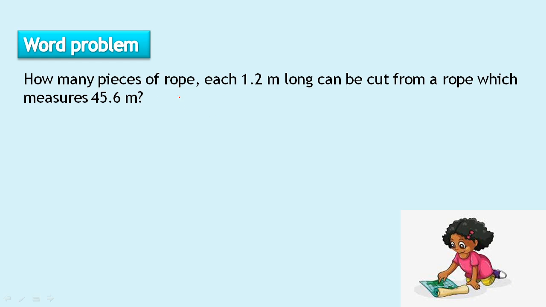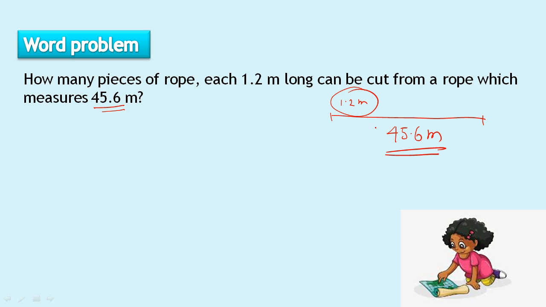Now a word problem. How many pieces of rope, each 1.2 meter long, can be cut from a rope which measures 45.6 meter? It means you have a rope, and the measurement of that rope is 45.6 meter. From this rope you can cut pieces of size 1.2 meter. So how many pieces can be cut from this long rope? That is the maths.